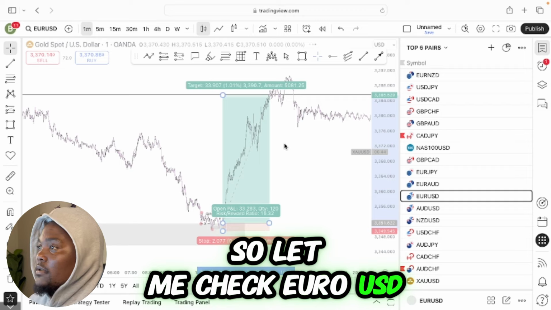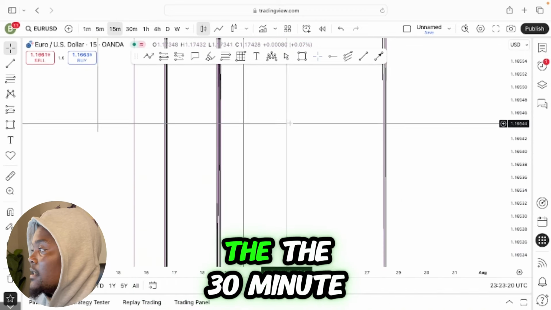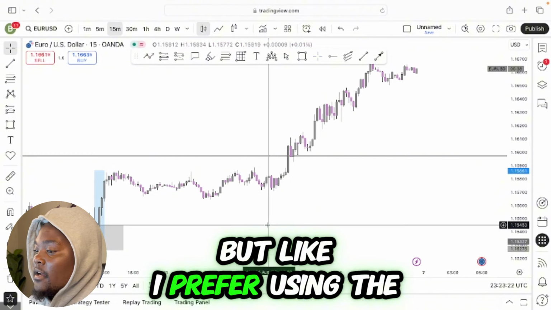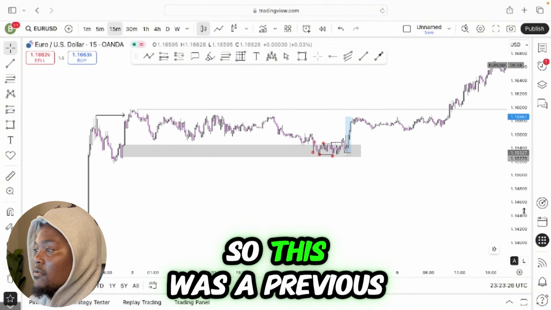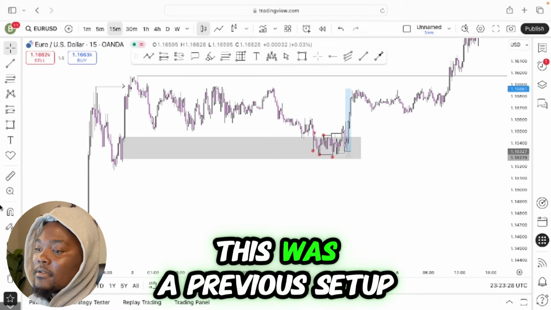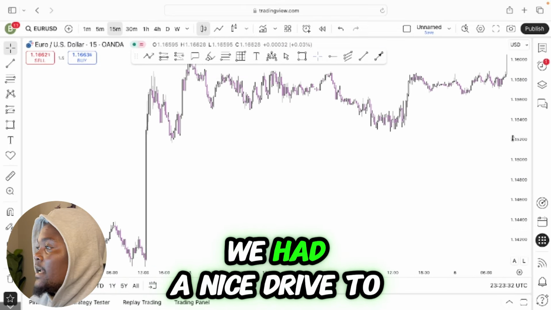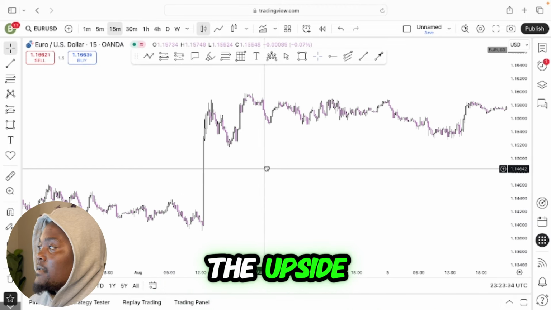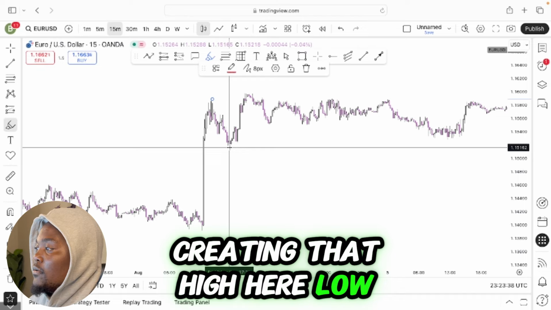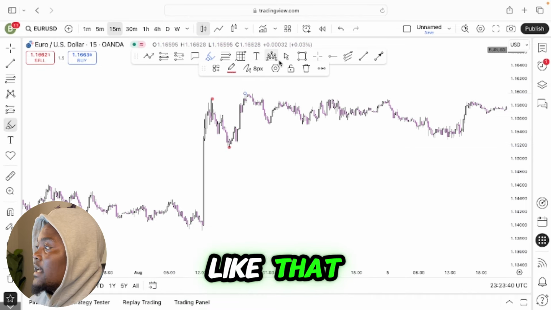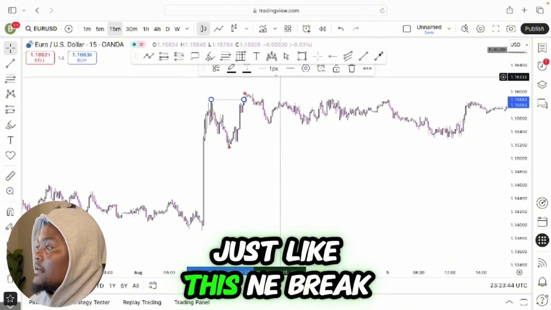So let me check EURUSD, the 15-minute time frame, or you can also use the 30-minute, but I prefer using the 15-minute. So this was a previous setup that I was looking at. As you can see here, we had a nice drive to the upside, creating that high here, low, then a higher high, just like that, which means this is a break of structure.